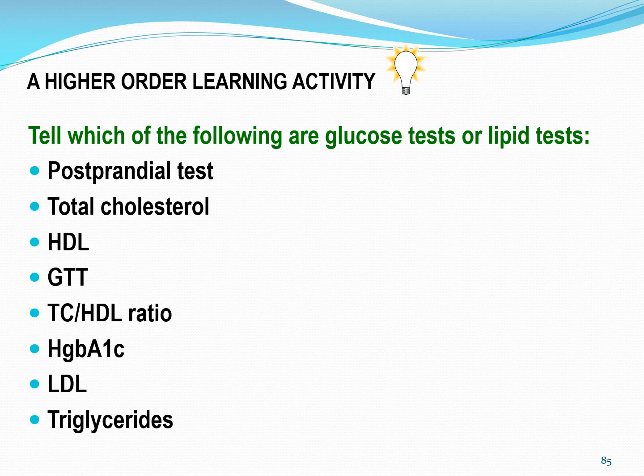So we understand postprandial tests, right? Glucose. Total cholesterol, lipid, right? HDL, lipid. GTT, glucose, right? TC-HDL ratio, lipid, right? Hemoglobin A1C, glucose, right? LDL and triglycerides, both lipids.